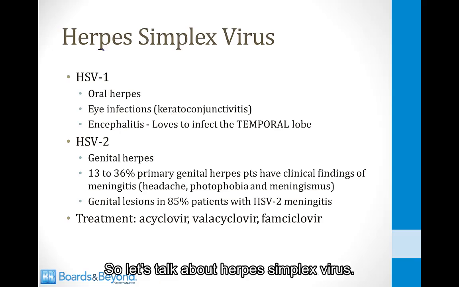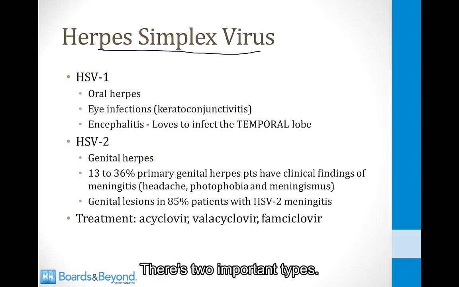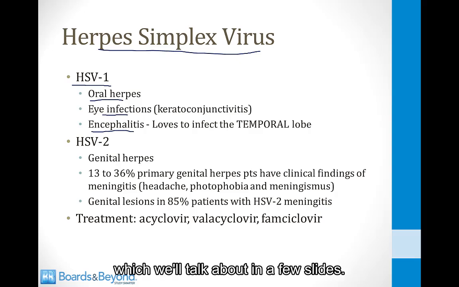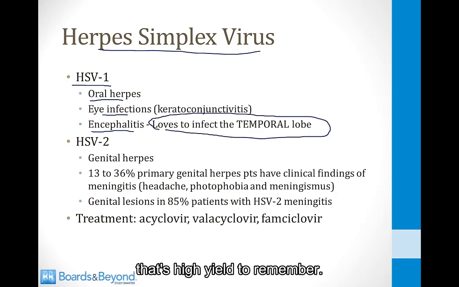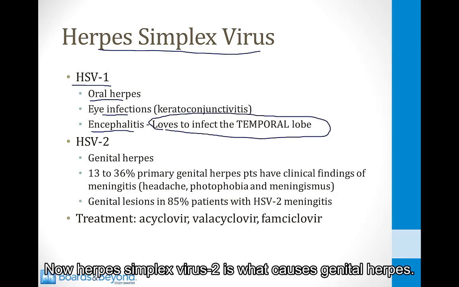So let's talk about herpes simplex virus. There's two important types. The first one is called HSV1, and this is what causes oral herpes, and it can also cause eye infections like keratoconjunctivitis. And it also can cause encephalitis, which we'll talk about in a few slides. And always remember that herpes simplex virus loves to infect the temporal lobe. That's high yield to remember. Now, herpes simplex virus 2 is what causes genital herpes.